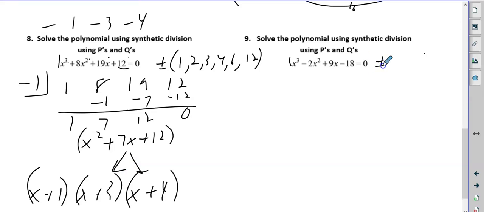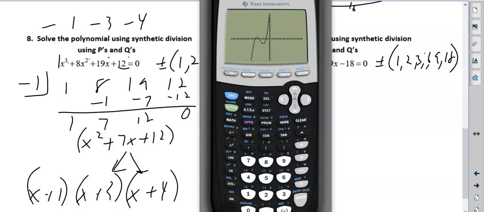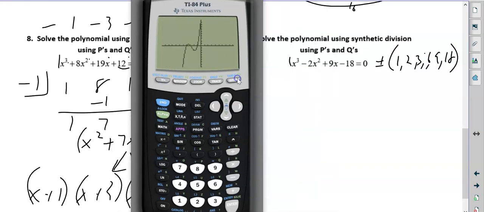Number 9. Again, plus or minus 1, 2, 3, 6, 9, and 18. But again, make life easy. Go to y equals, put in x cubed minus 2x squared. Whoops. I had to come down. Minus 2x squared plus 9x minus 18.